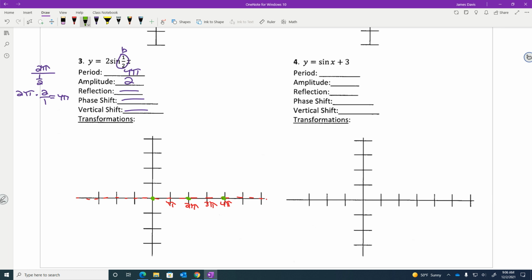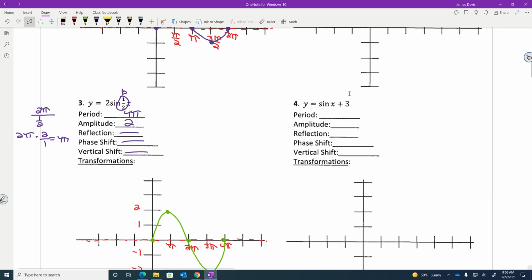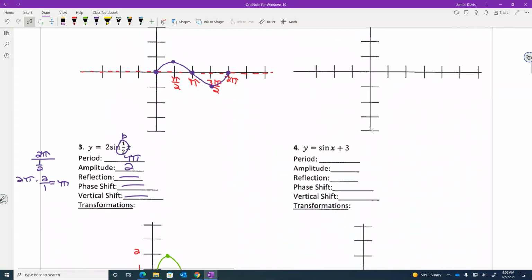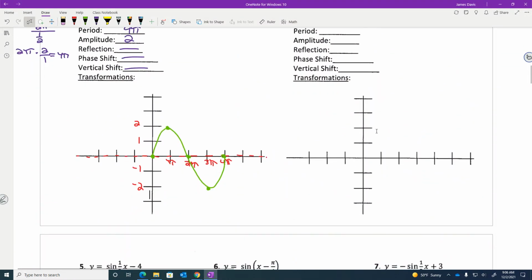And our amplitude is 2, so now we need to go up to 2, down to -2. So we go at pi comma 2, 3 pi, -2. And graph. All right, let's flip to the next page. We'll throw in a vertical shift on the next page.